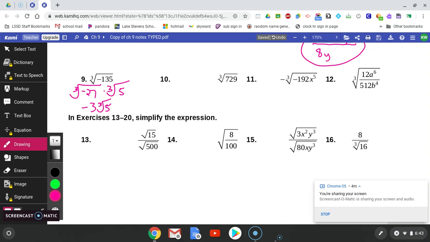Let's see, number 10, the cube root of 729. Ooh, this one's nice. It's a perfect cube. 9 times 9 times 9 is 729.